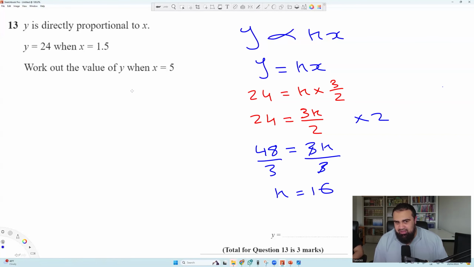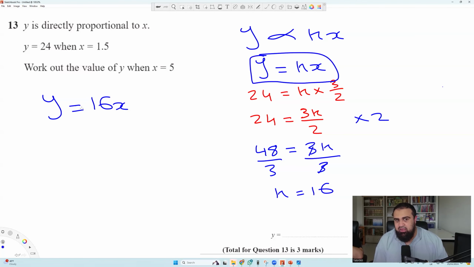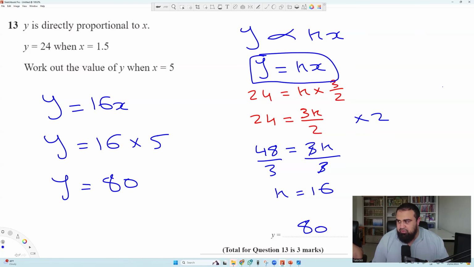This is so easy, to be honest. Work out the value of y when x equals 5. So now you know your formula. Y equals 16x, because you know k. K is 16, so you can plug it in. And what would the value of y be when x is 5? So y is going to equal 16 times 5, which is, of course, 80. So y equals 80. Beautiful, easy 3 marks. Let's move on.